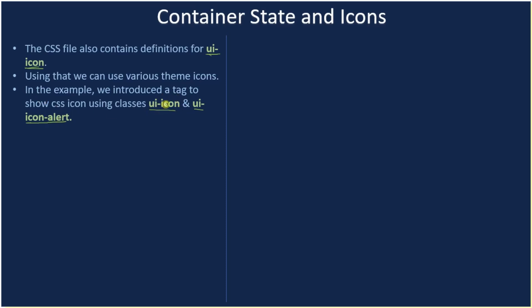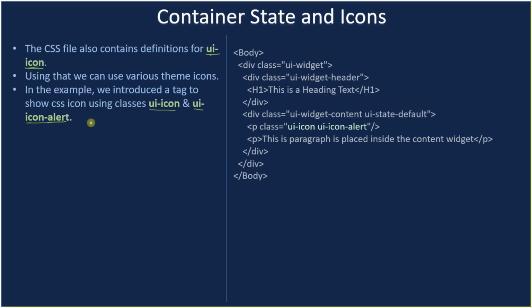Right, UI icon will make changes to the element to accommodate the UI, and this one actually denotes a specific icon that needs to be displayed. And if you see, we have the div tag, UI widget content, and we are marking this with UI state default. In the previous slide, we saw that we will change this with the highlight using the add class and remove class. So when the document is displayed initially, that time we use the UI state default.